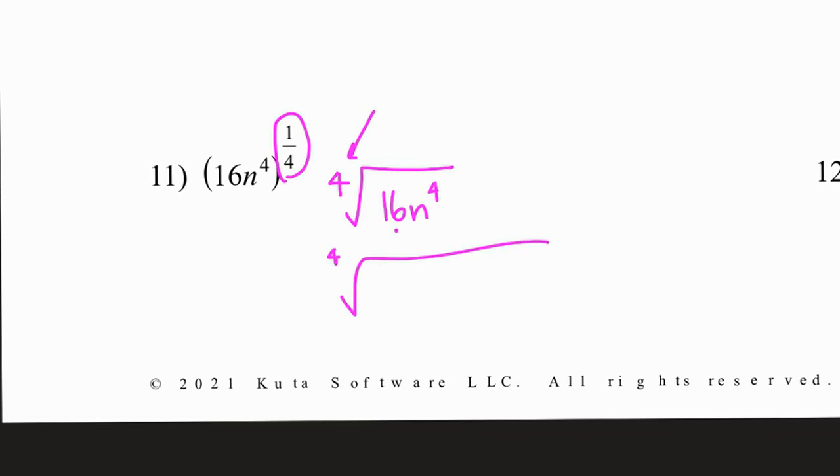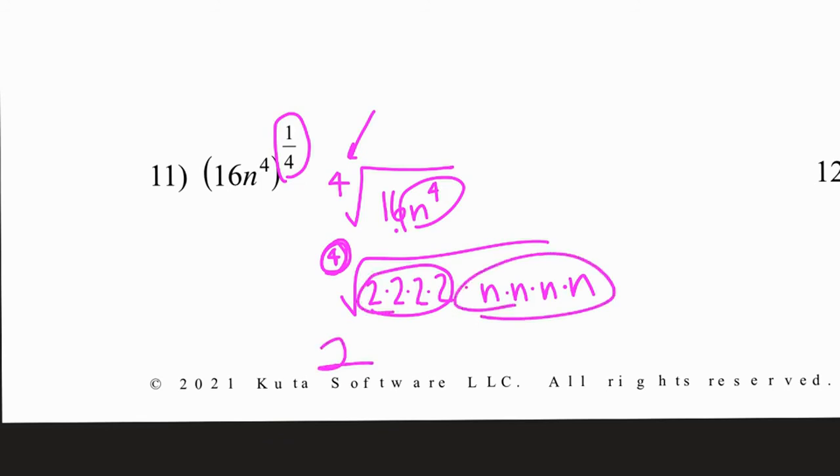Again, I'm going to approach this the same way. I'm going to rewrite this without this exponent. I'm going to write it as the 4th root of 16n to the 4th. Just a reminder, the 4th root means you're looking for groups of 4. If you take that 16 and prime factor it, if you write it out as a list of factors, it is 2 times 2 times 2 times 2. The same way that this is n times n times n times n. Because we're looking for groups of 4, that's a single group. It comes out from under the radical. This is a group, and it comes out from under the radical, and that's the whole answer, the 2n.